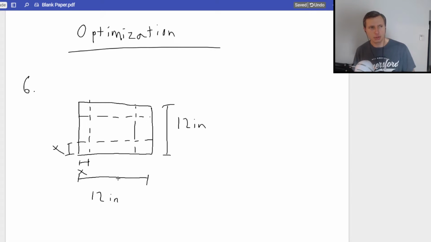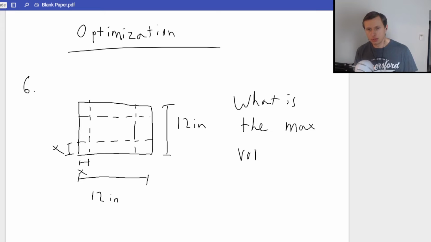If any of you have met with me before, we've talked about optimization. We've said that in optimization, you have the objective and you have the constraint equation, and you're trying to maximize something or minimize something. So let's say in this case, I want to find what is the max volume of the box. That's my question.